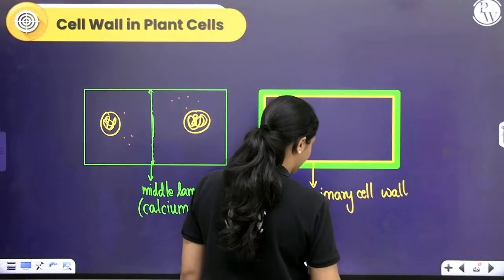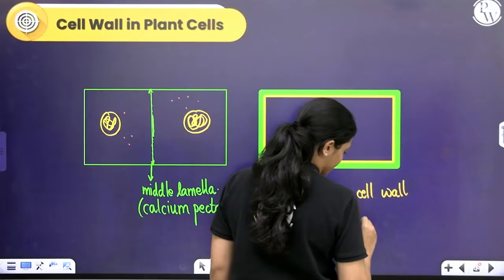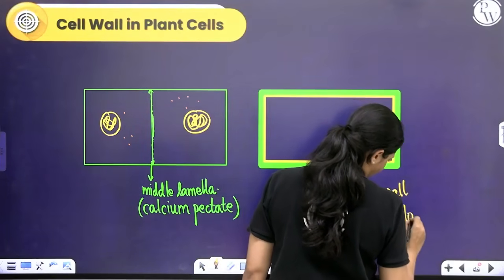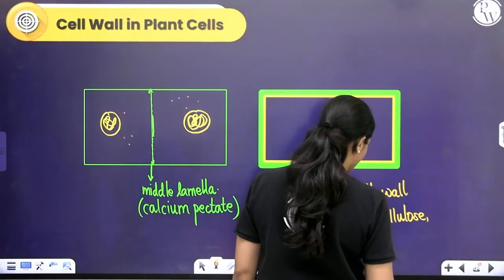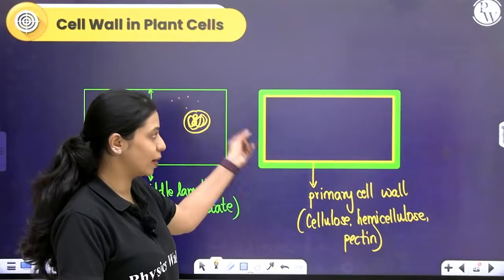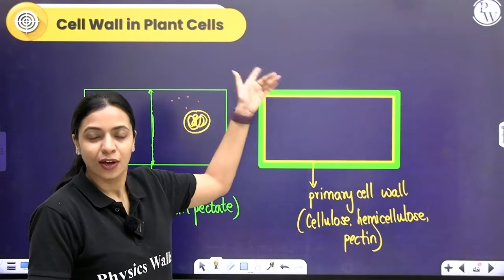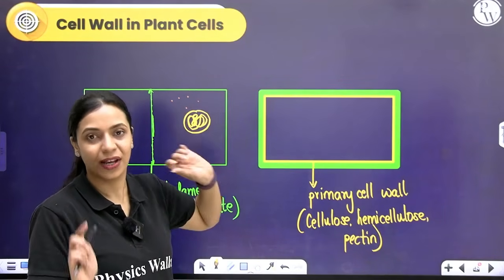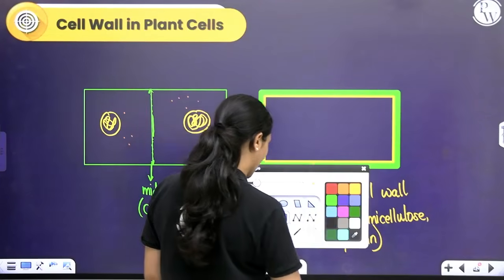This is generally made up of cellulose, hemicellulose and pectin. Okay. This is present in all types of cells, parenchyma, collenchyma, everywhere this cell wall layer will be present. In addition to this, only in some types of cells, you can find the presence of another layer called the secondary wall.